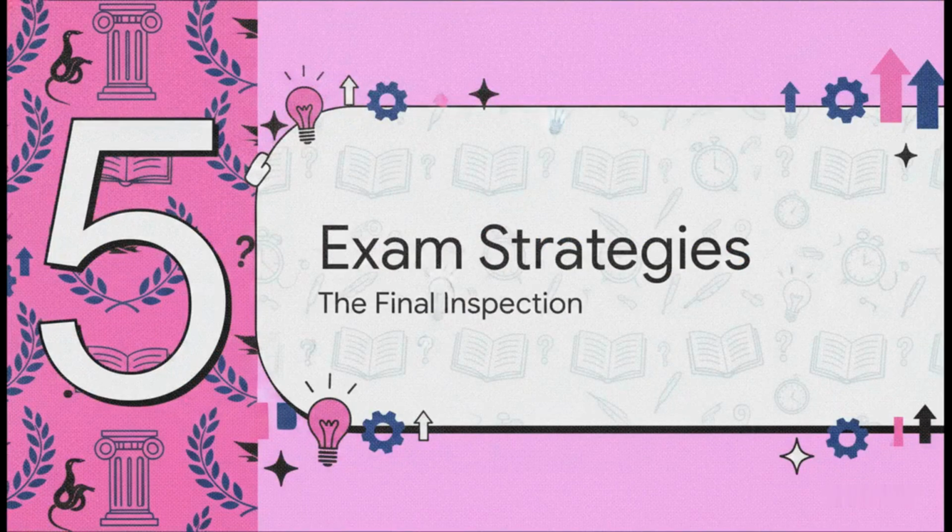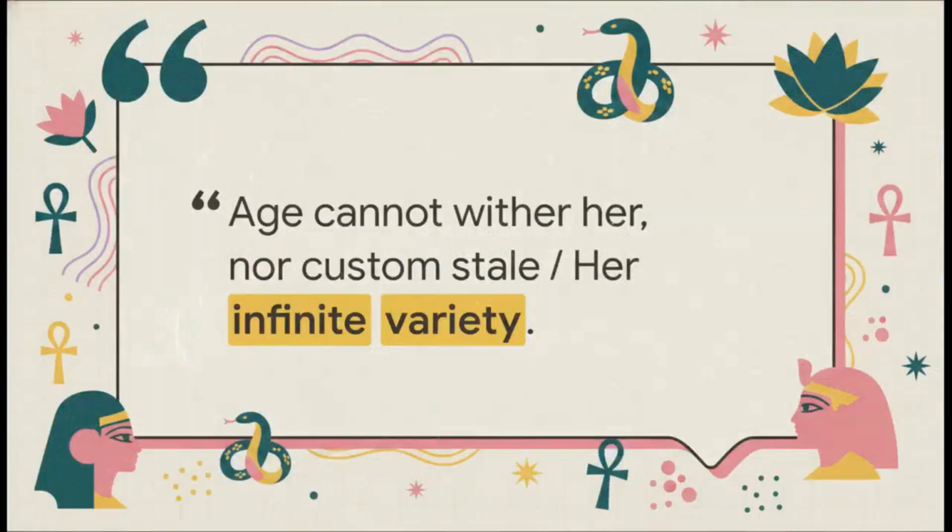Finally, we hit Part 5, Winning Exam Strategies. Time for the final inspection. First things first, you need a few killer quotes locked and loaded. This line right here, spoken by Enobarbus, is an all-time classic. "Age cannot wither her, nor custom stale her infinite variety." It just brilliantly captures Cleopatra's mesmerizing, almost supernatural power, and it is a massive staple in competitive exams.